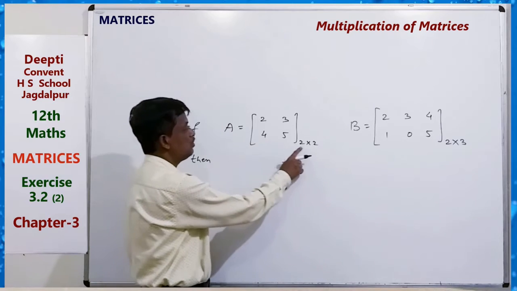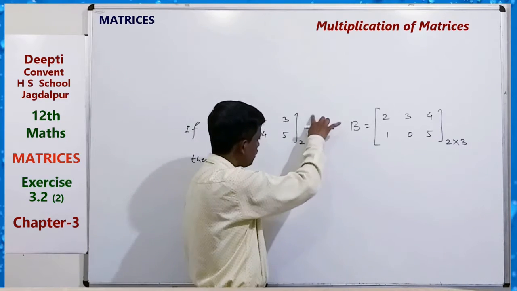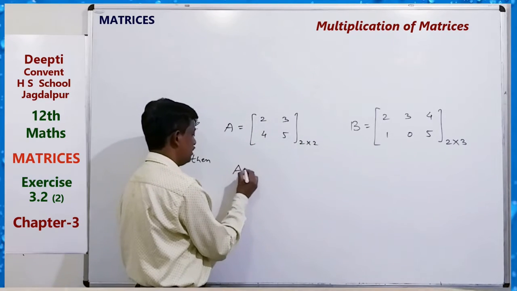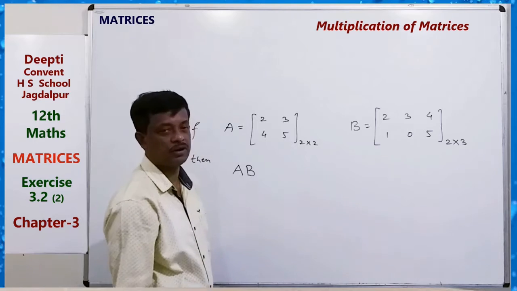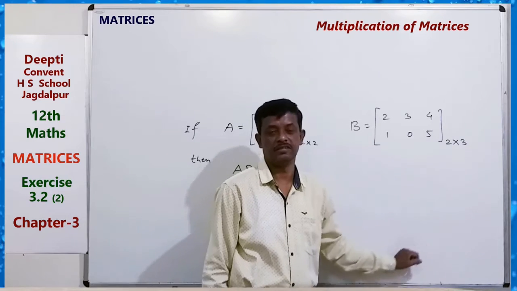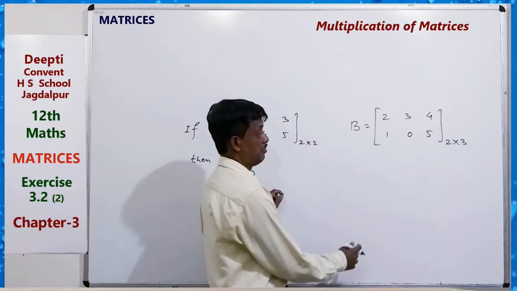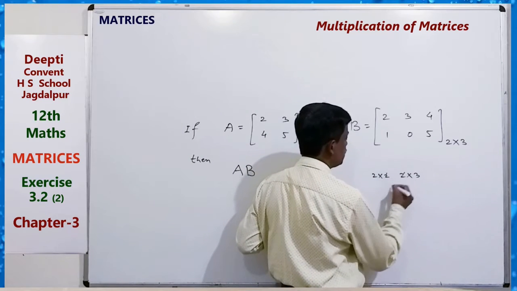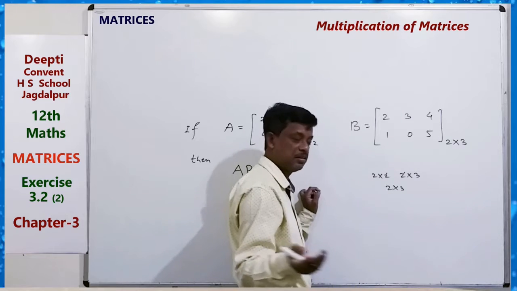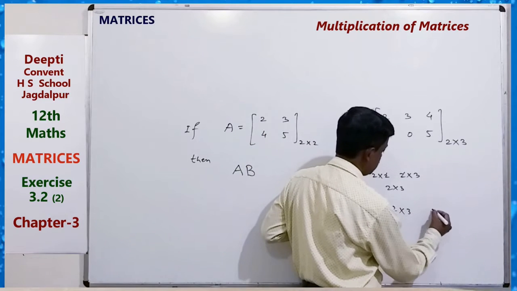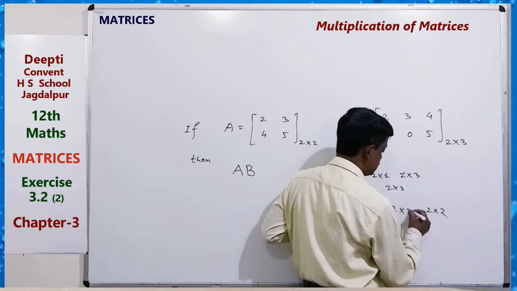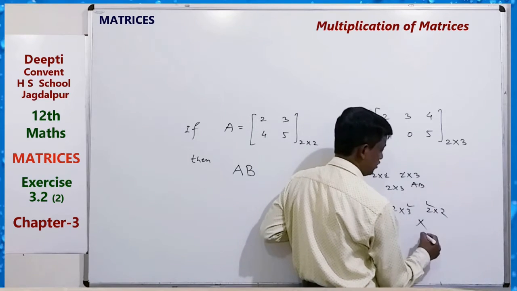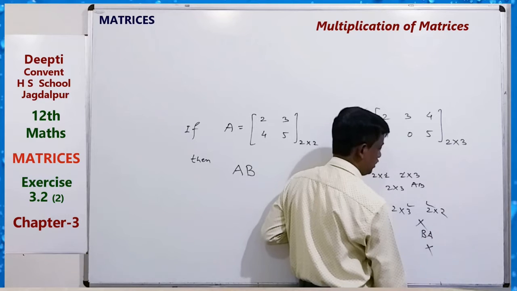Just A having 2 by 2 and B 2 by 3. So the number of columns and number of rows are the same, so AB can be defined, and the order will be 2 by 3. But BA is not defined, because in the first case 2 by 2 and 2 by 3, these two match, so we get a 2 by 3 matrix. In the second case, 2 by 3 into 2 by 2, these two are not equal, so not defined. That is, AB is defined but BA is not defined.